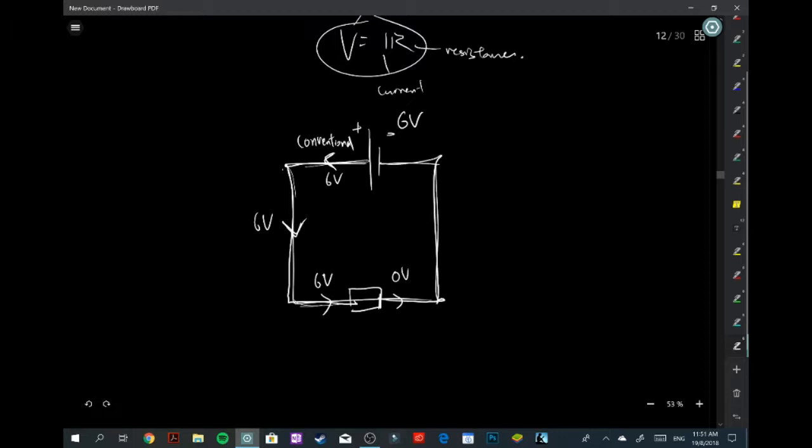Imagine you're the charge. Since you're using conventional current, it's not electron. You start moving along, you move and move and move, and all these are 6 units. 6 units here, 6 units here, they're all 6, because when you move along the wire, it doesn't use up any energy.